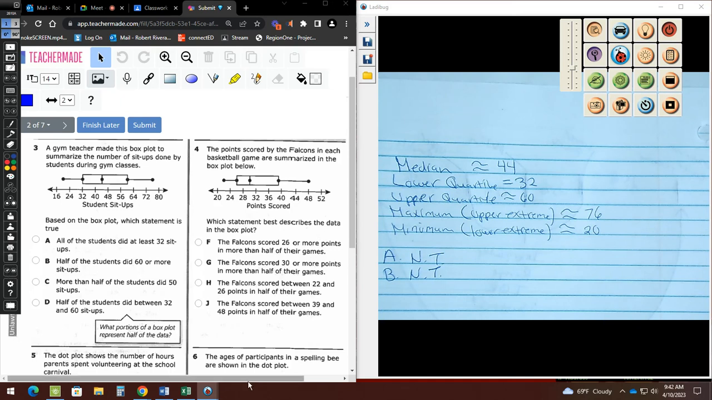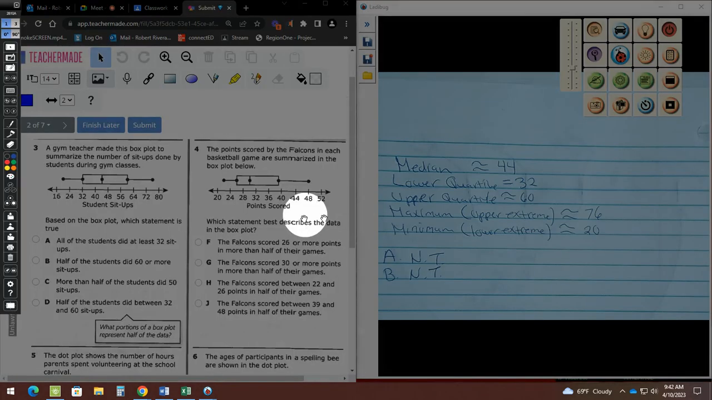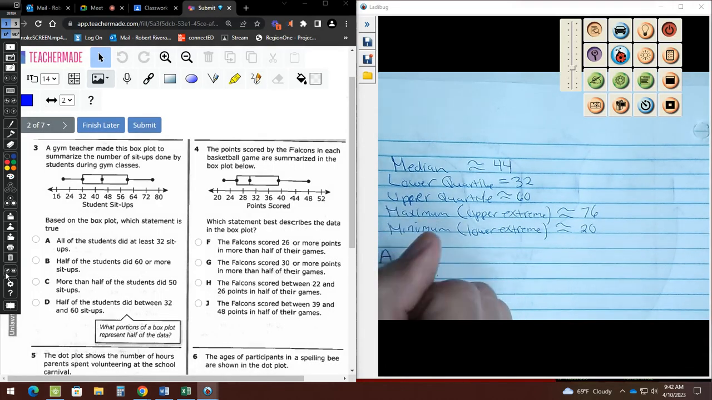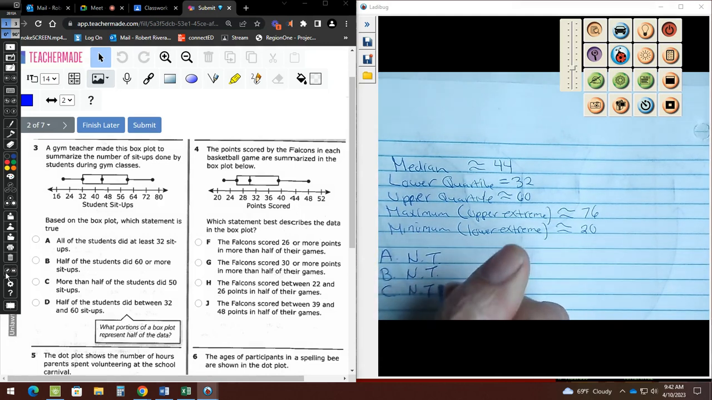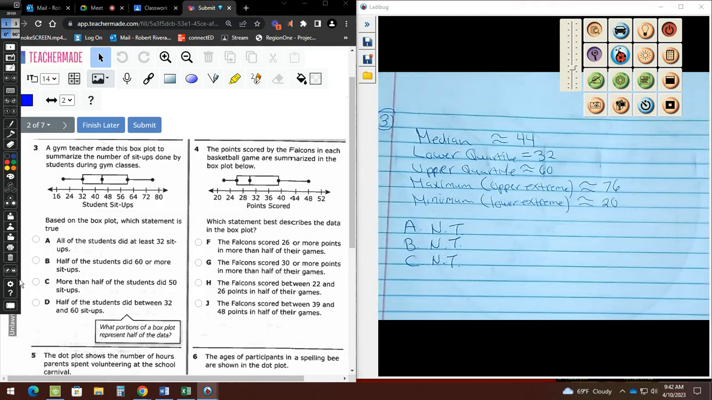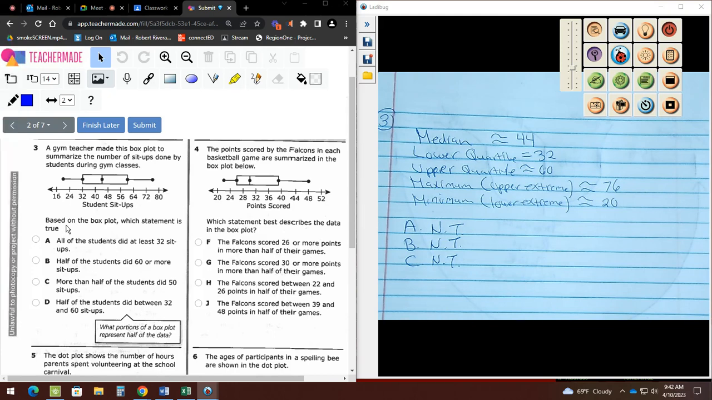More than half of the students did 50 sit-ups. Well, what's halfway again? In the median, right? Right there. Is that 50 sit-ups? No, that's in the 40s again. So guess what? Letter C is also wrong. The answer should be letter what? D, but let's check. Half of the students did between 32 and 60 sit-ups. Okay, let's check. Half of the students.